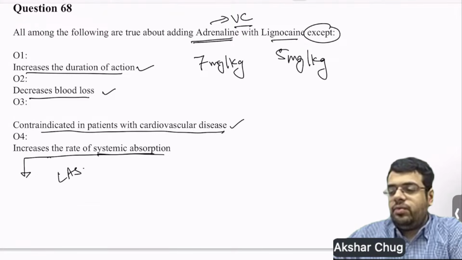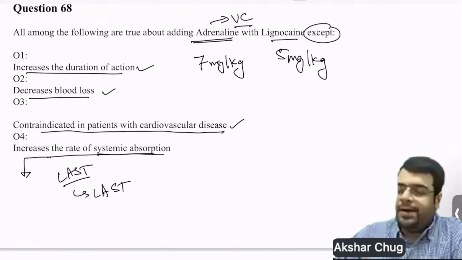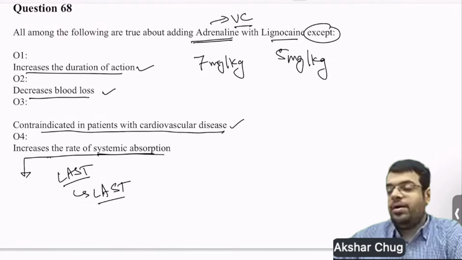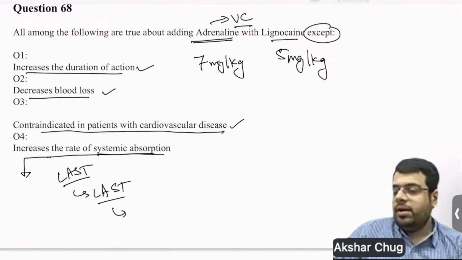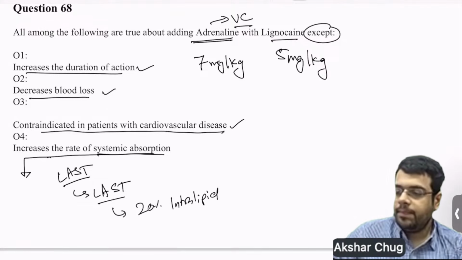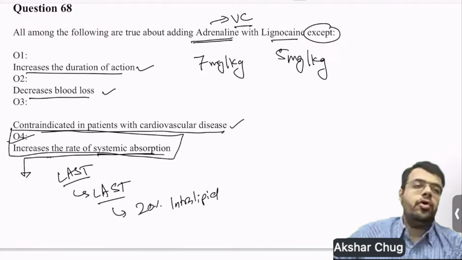What is LAST? LAST is local anesthetic systemic toxicity, right? And what is the preferred antidote if LAST occurs? The antidote is 20% intralipid. So option 4 would be the correct answer.